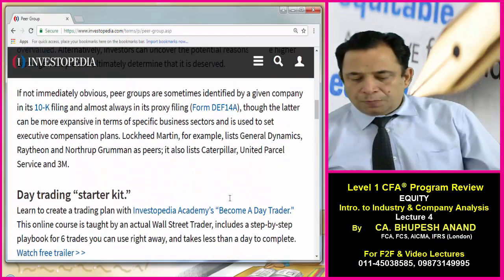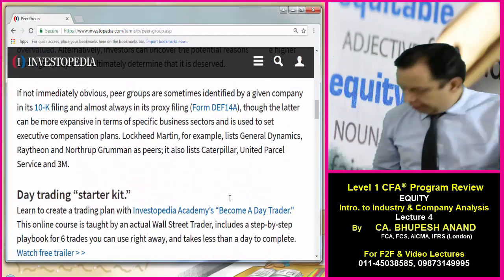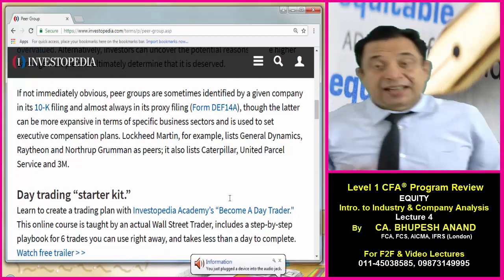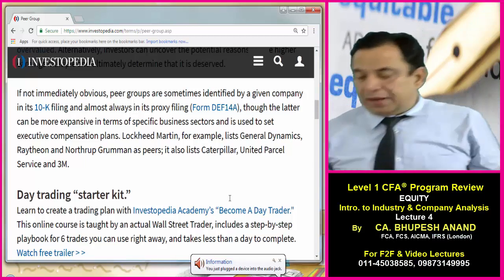So using peer groups, the 10-K, the form which is there in the USA, their trading starting case. So like this, we can have a peer classification.